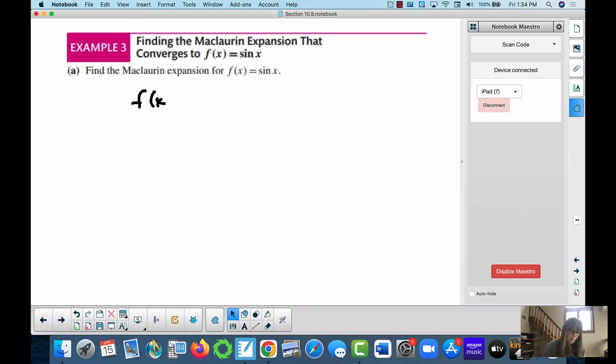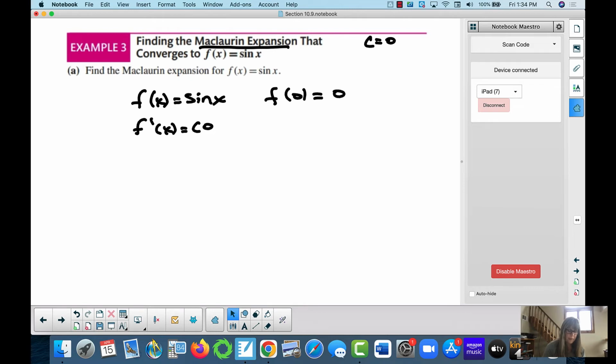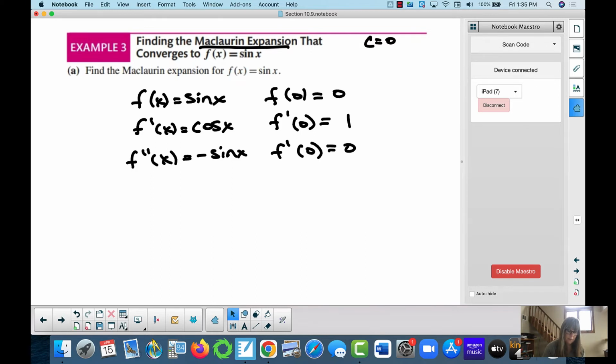So here we start with the function sine of x. We take the first derivative. And by the way, this is a Maclaurin expansion, so c is equal to 0. So when I do f of 0, sine of 0 is 0. But the derivative of sine is cosine x, and cosine of 0 is 1. Then the derivative of cosine is negative sine, and that negative sine evaluated at 0 is 0.